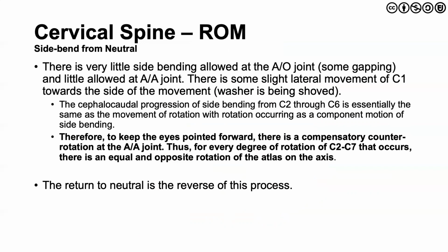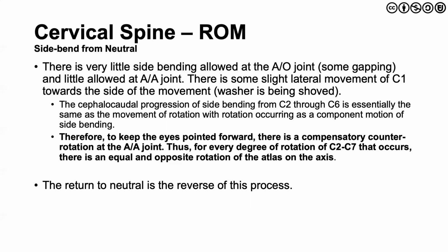If we instead look at side bend from neutral instead of rotation, there's very little side bending that's allowed at both the 1-2 and the 0-1 joints. There's some slight lateral movement at C1 towards the side of the movement. You can think of a washer that's being shoved, but the cephalocaudal progression of side bending from C2 to 3-6 is essentially just as we saw with rotation. And so the vast majority of side bending is really going to come from C2 and below.